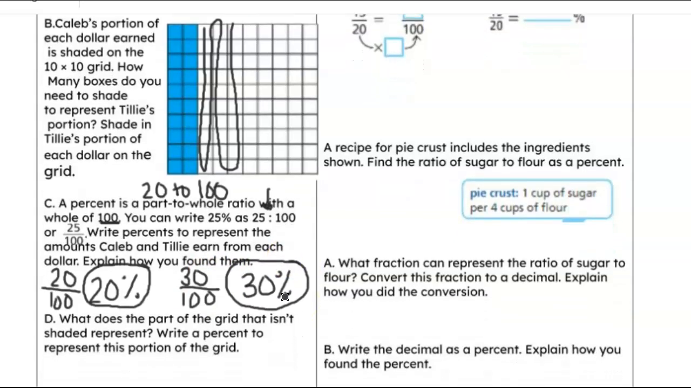D, what does the part of the grid that isn't shaded represent? So we're just going to talk about this. We're not going to have to write it down. So the portion of the dollar that is left after Caleb and Tilly take their earnings. So this extra spot, that's what's left over once they take their earnings of the dollar. And so what's left over, we have 1, 2, 3, 4, 5 lines. That is 5 lines out of 10, which would be 50% of it. And that would be not Tilly's portion. I'm sorry, that would be Eleanor's earnings or her portion.